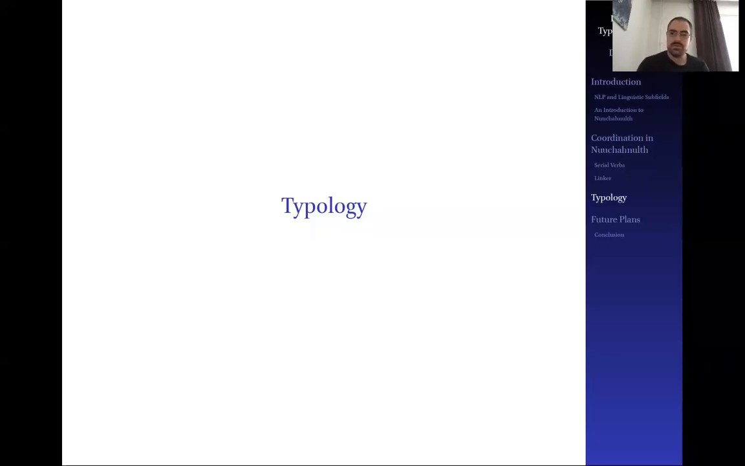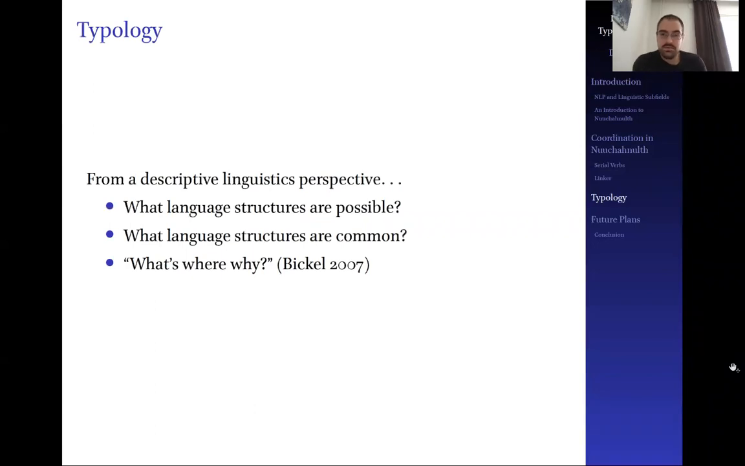Okay, welcome back. I'm going to move on to the relationship between NLP and typology. From a descriptive linguistics perspective, we study typology to answer the questions: what language structures are possible, what language structures are common, and to take the pithy explanation from Balthasar Bickel, what's where why, which means which structures are in which positions in the world and what is the history or relationship that has led to those distributions.